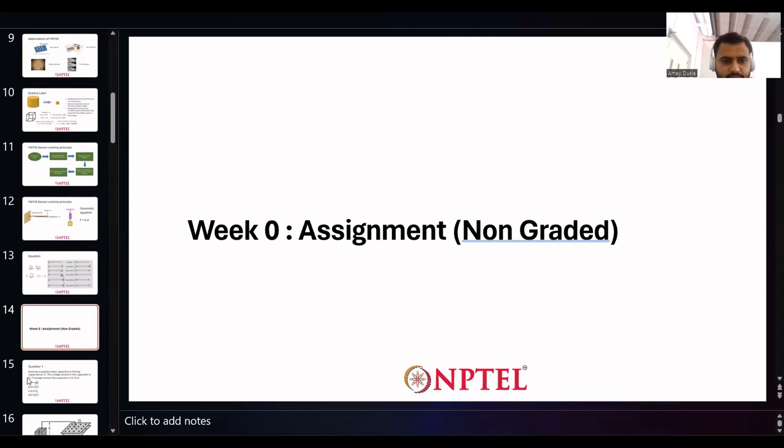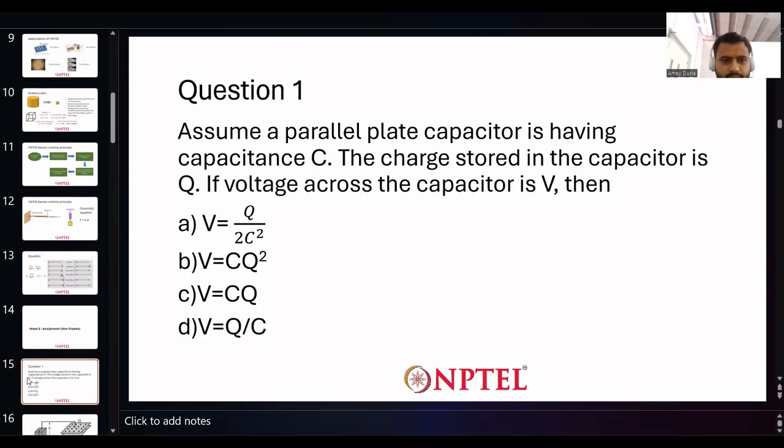We'll start with assignment 0, which is the non-graded assignment. The first question: assume we have a parallel plate capacitor with capacitance C. The charge stored in the capacitor is Q. If the voltage across the capacitor is V, then V can be given by which equation? V equals Q by 2C square, V equals C Q square, V equals CQ, or V equals Q by C. Any guesses?